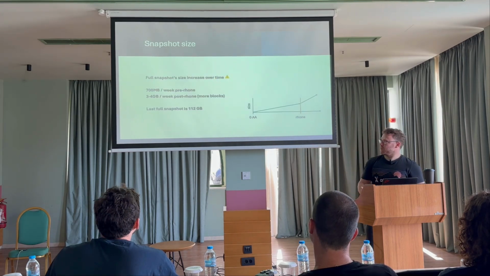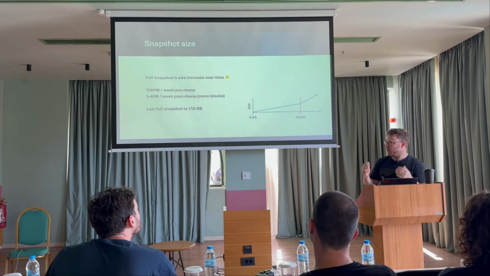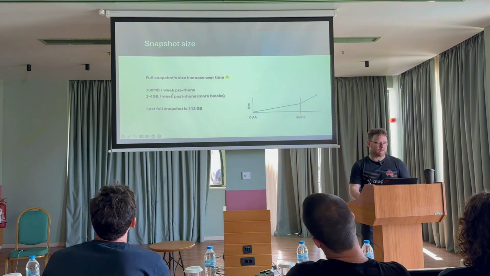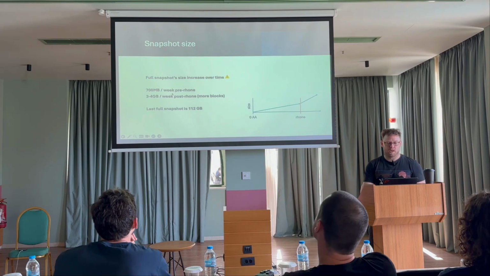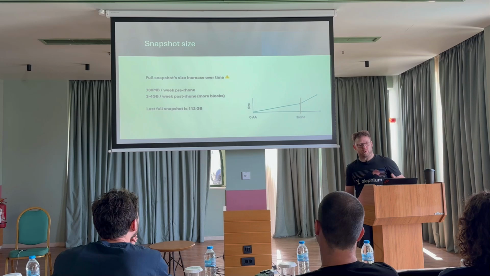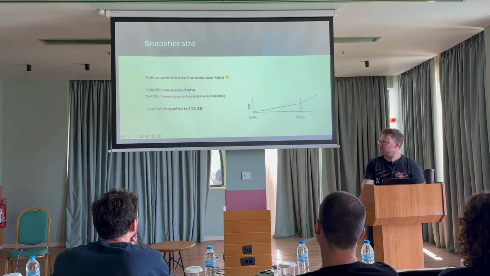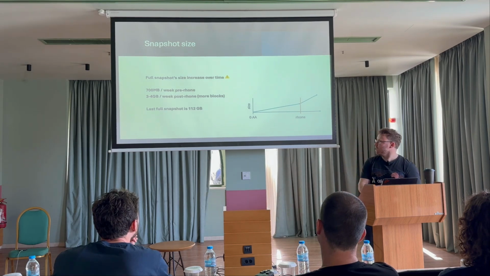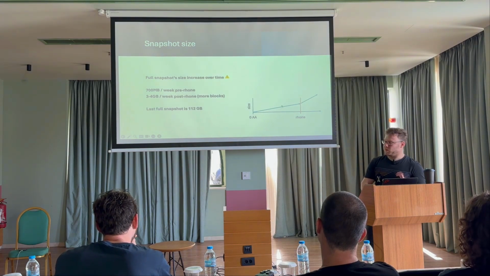So the snapshot size, of course, is increasing over time. It's a blockchain. We keep all the history, so it will keep increasing. Before the Rhône upgrade, we were at about 700 megabytes per week of increase. Now, after Rhône, we are at something between 3 to 4 gigabytes per week. I'm still missing data points to have a proper curve, but we can really see that starting from 0 after Alephium's launch, there was quite a steady increase.